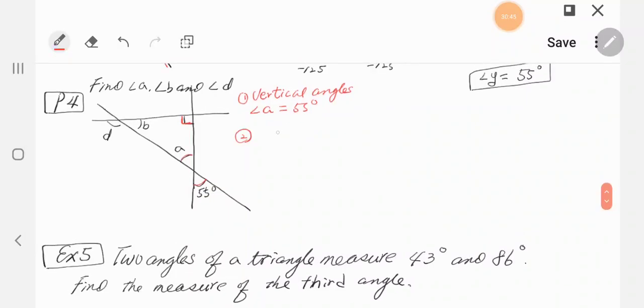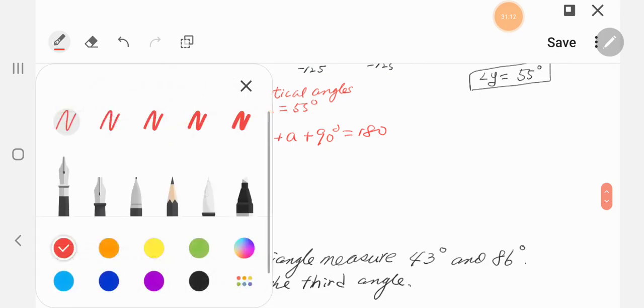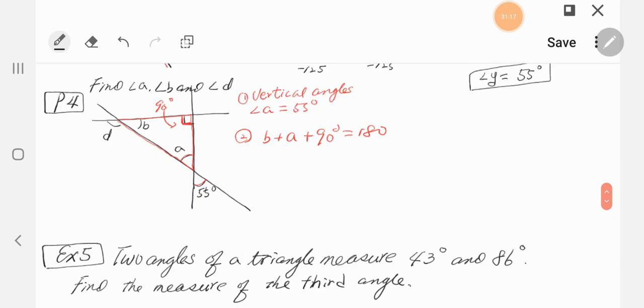Okay, number 2, sum of 3 angles is 180. So B plus A plus 90 degrees is 180, right? So we have a triangle. Here's a triangle. So sum of these 3 angles, A, B, and this is 90 degrees, so that is 180. And we already know the measure of angle A, so that's 55. So B plus 55 plus 90 is equal to 180. Okay, we don't need to put the degree here. Then B plus 145 is equal to 180. Then minus 145, minus 145. Then B equals, the measure of the angle B is 35 degrees, right?